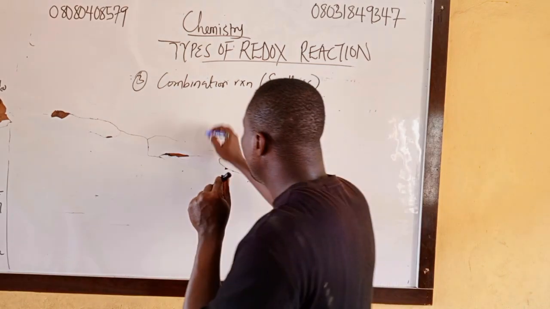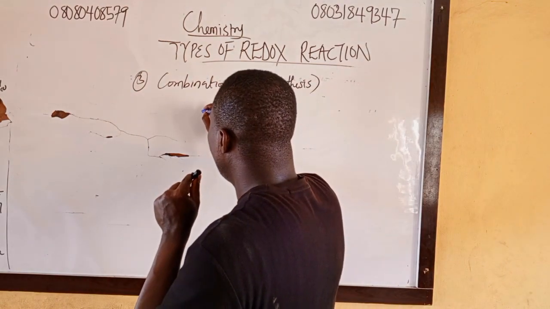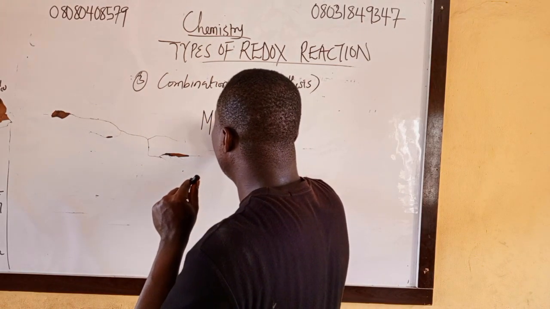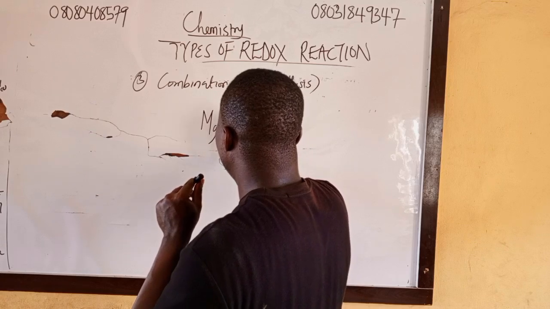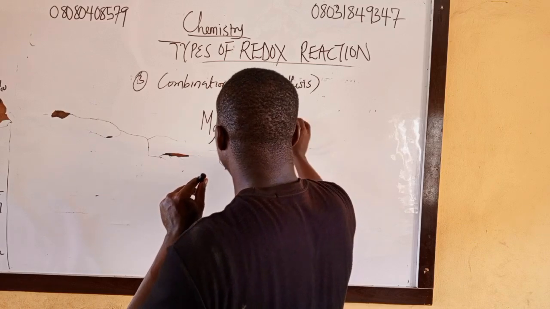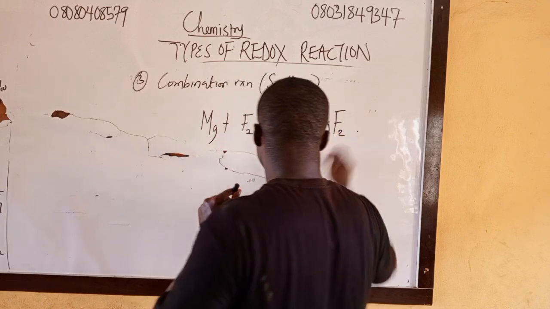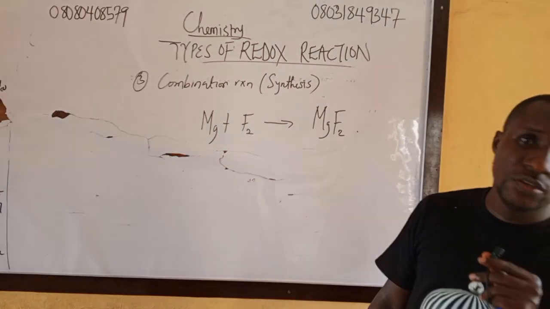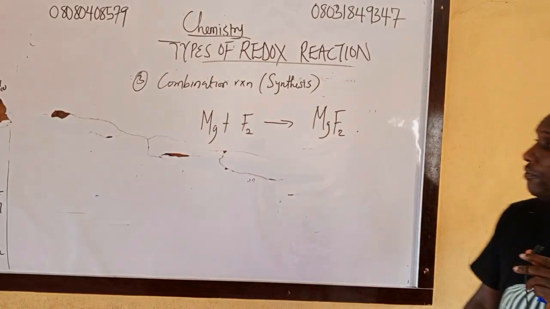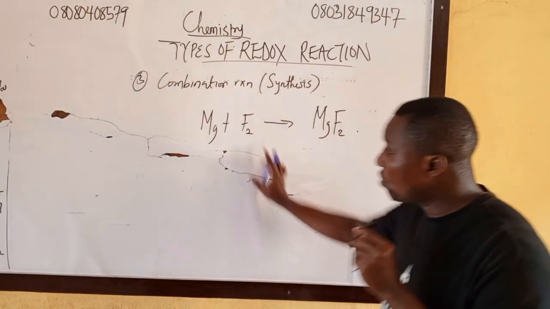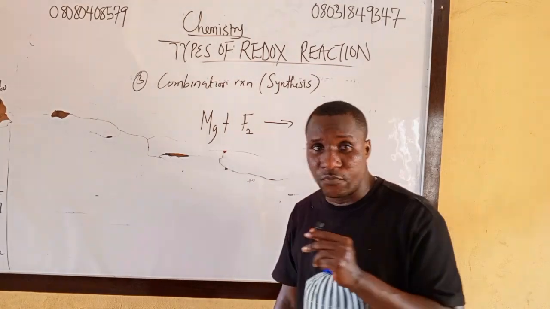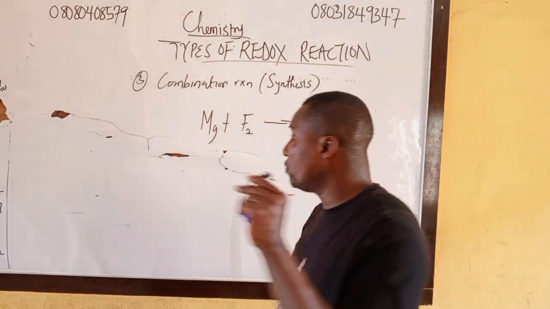For example, when you have magnesium plus fluorine gas to give you magnesium fluoride. Combination reaction is an example of redox.